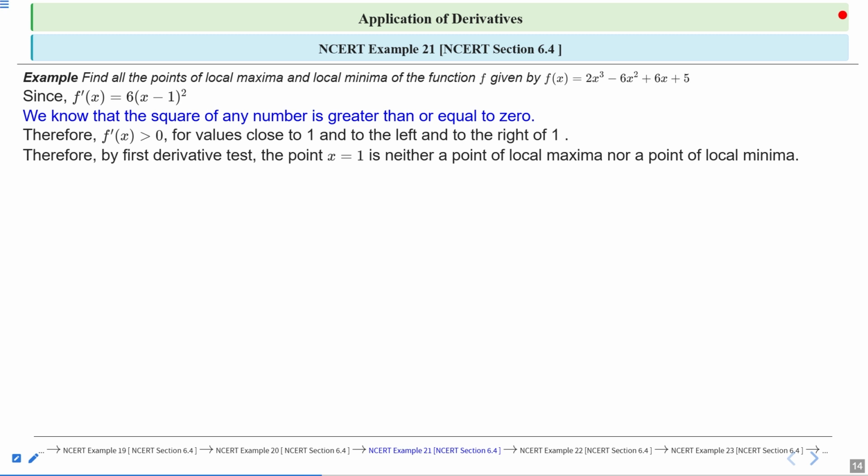Therefore, by the first derivative test, the point x equal to 1 is neither a point of local maxima nor a point of local minima, okay? Hence, x equal to 1 is a point of inflection, right?